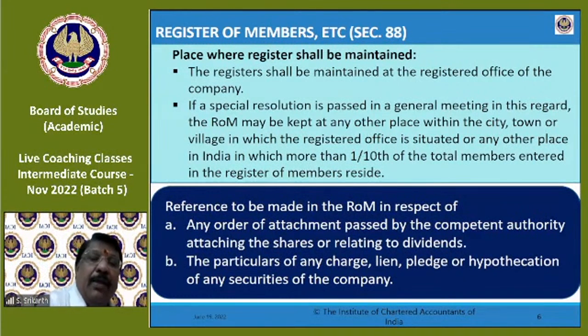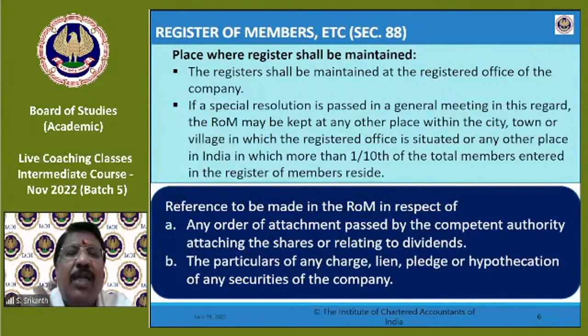See, it may be that the registered office of your company is in some remote district in Gujarat, but your members are all residing in, for example, Vadodara, whereas your registered office is somewhere in a village. Now you can maintain the register of members at Vadodara provided more than 1/10 of the total members reside in that city, in that place. It's a choice. But you have to pass a special resolution in a general meeting in this regard.